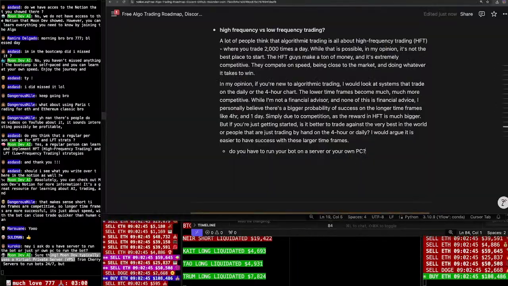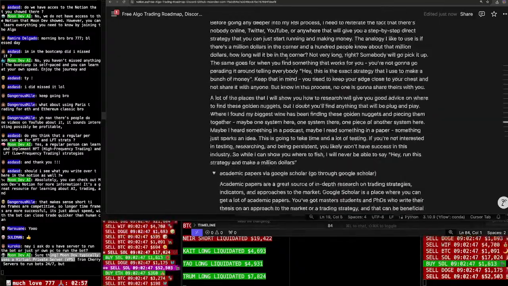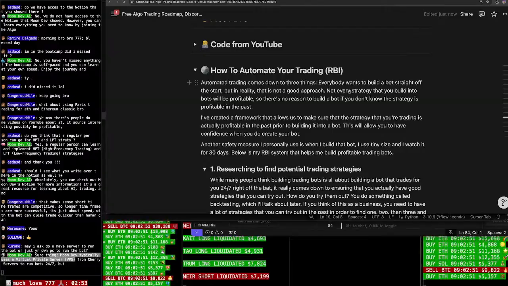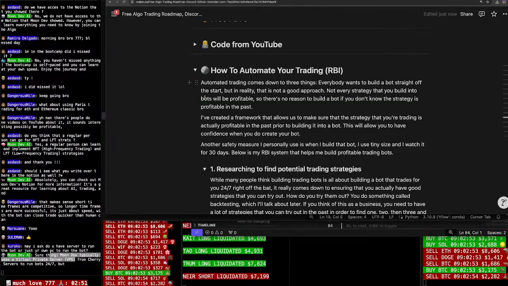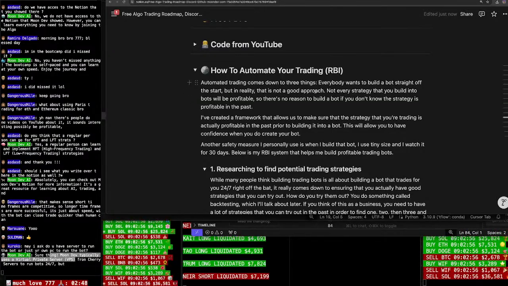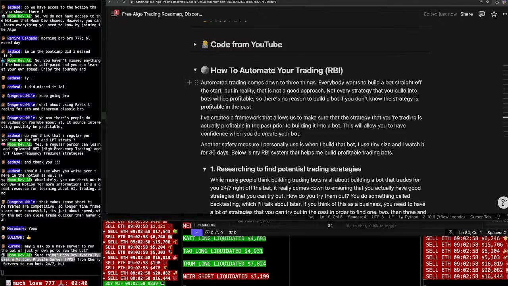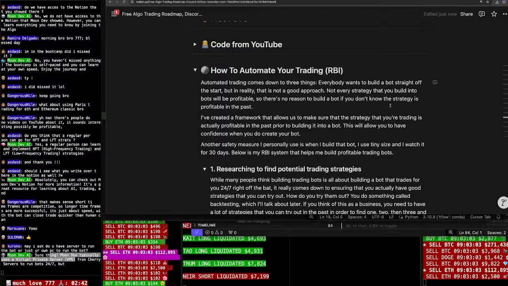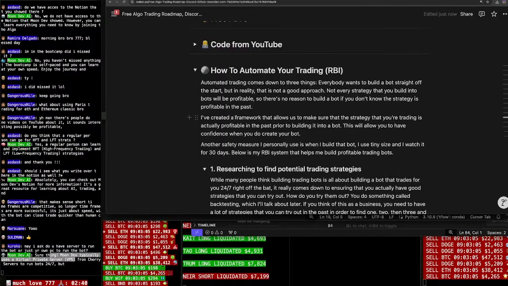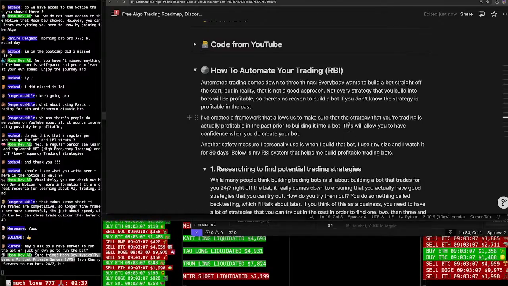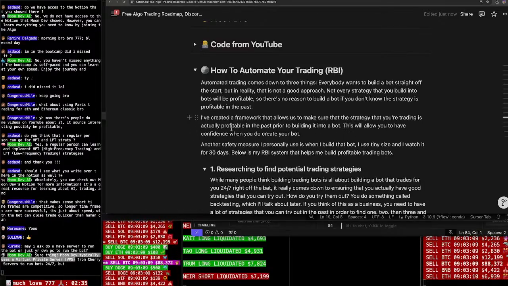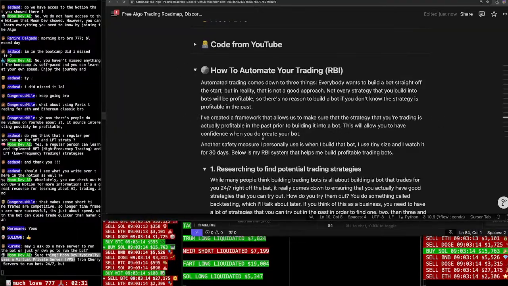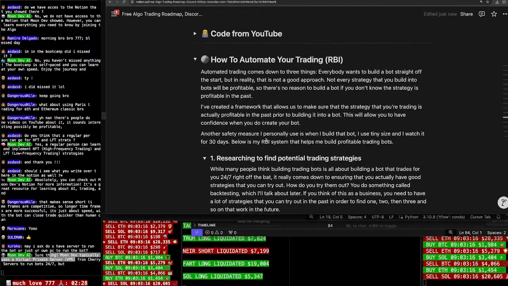So remember, the process to automate your trading is this, dude. It comes down to three things. Everybody wants to build a bot straight off the bat, but in reality, that is not a good approach. Not every strategy that you build into bots will be profitable. So there's no reason to build a bot if you don't know the strategy is profitable in the past. Create a framework that allows us to make sure that the strategy that you're trading is actually profitable in the past prior to building it into a bot. This will allow you to have confidence when you do create your bot.